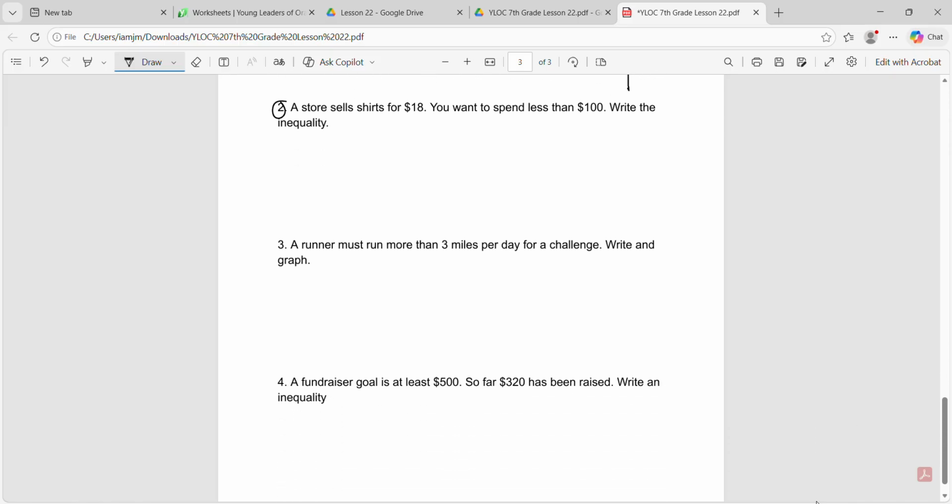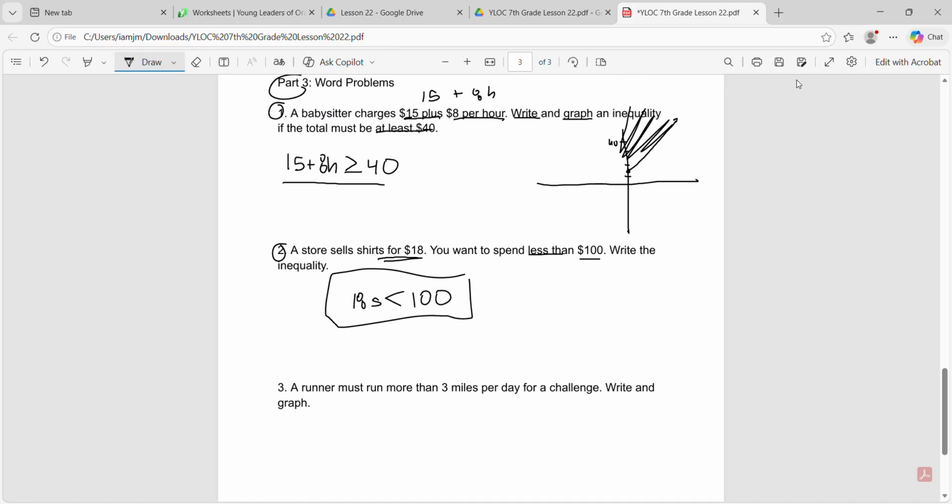Number 2. A store sells shirts for $18. You want to spend less than $100. Write the inequality. A store sells shirts for $18, so 18 for each shirt. You want to spend less than 100. So this should be less than $100. And it's less than, not less than or equal to or at least. It uses the words less than, so it doesn't have the equal to sign. And that's our inequality. Thank you for listening. That's the end of today's lesson.